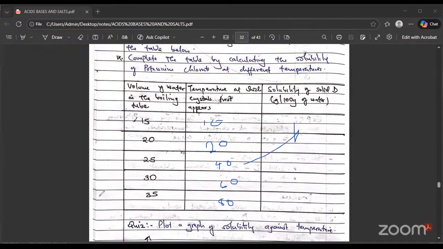Sorry, the cursor has a problem. I think it is better to use this. So you can have 15, 20, and now the solubility will be uneven. Of course, we can have 40, 70, 65, and then we have even 90.